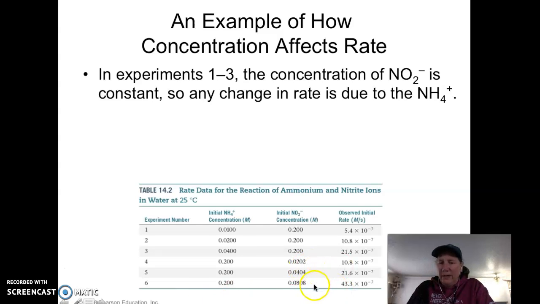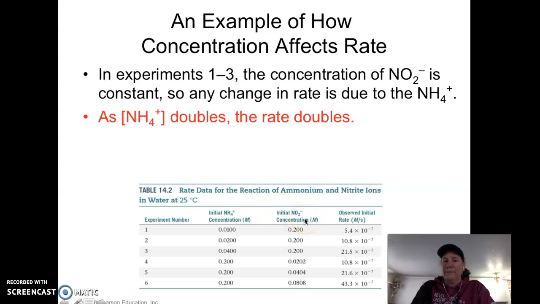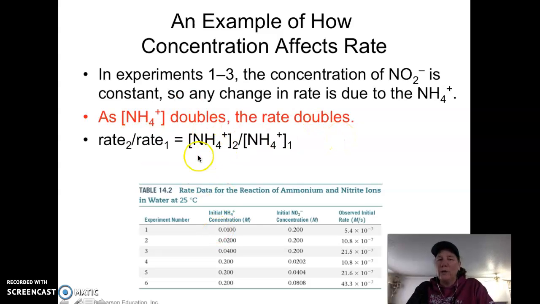And then the same thing here. This doubled, this doubled. So the concentration of NH4 is 1. That's its order. And the concentration of NO2 is 1. So again, as NH4 doubles, the rate doubles. If you want to write it all out like this, rate 2 versus rate 1, you're going to find out that it equals 1. And again, I just look at if this one doubles, and this one doubles. If this one tripled and this one tripled, since they're doing the same thing, the reaction order is 1.